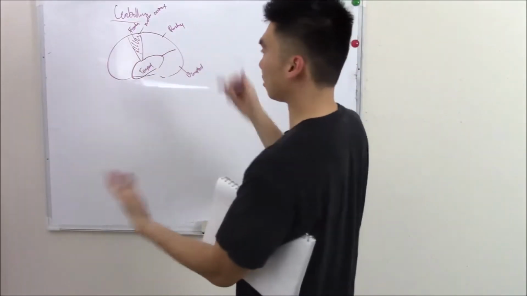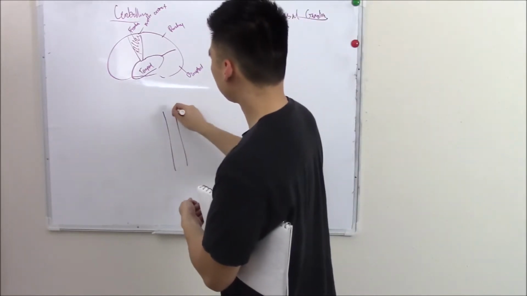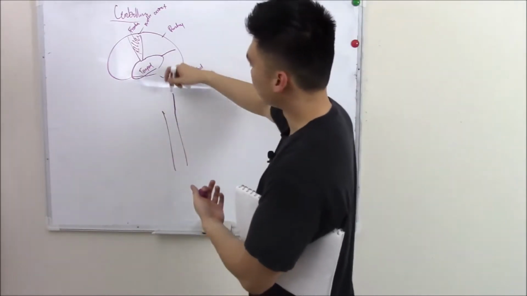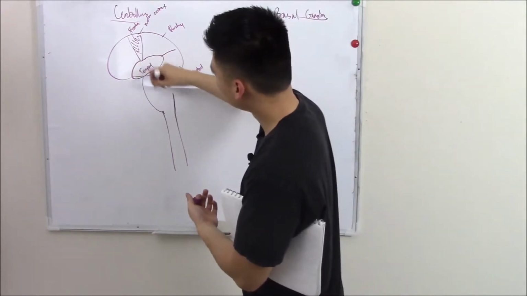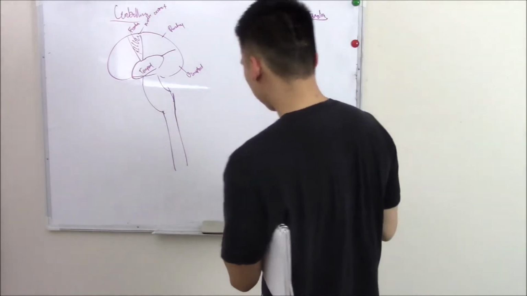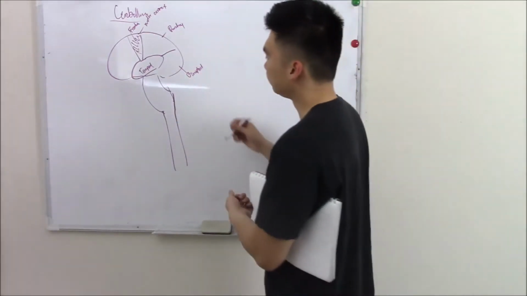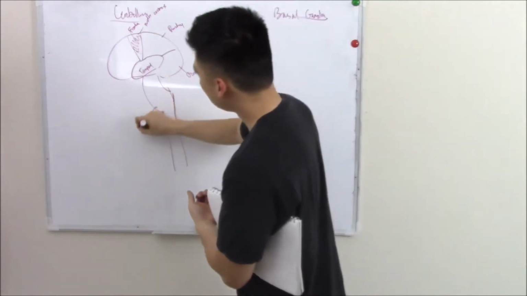So let's take this anatomy one step further. If we're talking about the entire CNS, that's your brain and your spinal cord. So you have your spinal cord. There's a part of your brain that connects the two. We call that your brain stem. We'll go over the anatomy of your brain stem in later videos, but just know there's a brain stem.